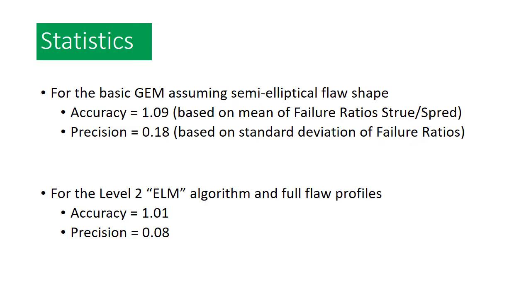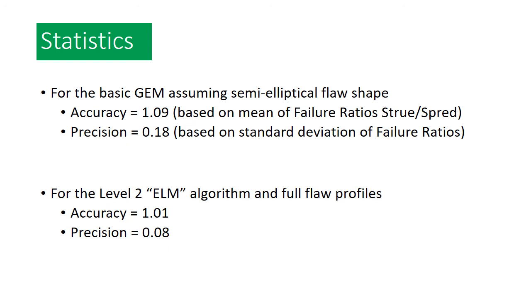I can do some simple statistics. For the basic GEM model, assuming the semi-elliptical flaw shape, I have an accuracy estimated at 1.09. By accuracy, I mean the mean of the failure ratios, where the failure ratio is defined as the true failure strength divided by the predicted failure strength. And if I take a standard deviation of all those failure ratios, I find a precision of about 18%. So that looks pretty good.